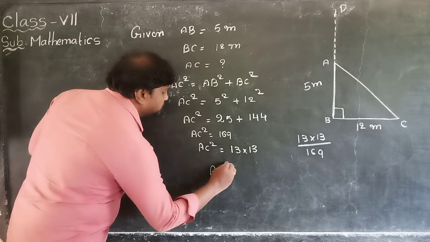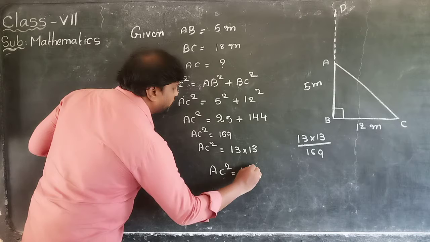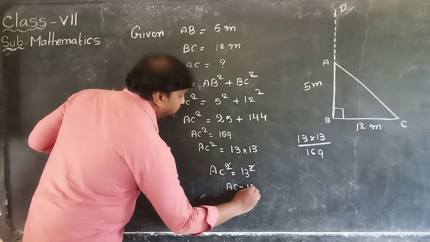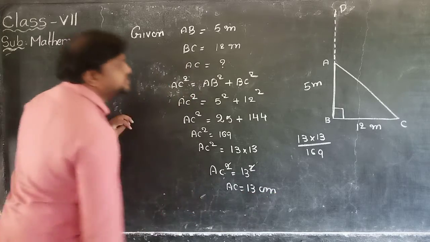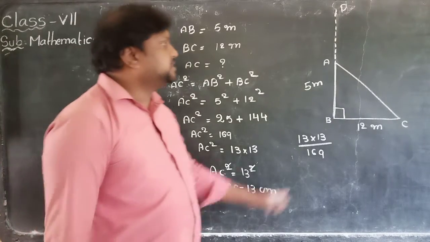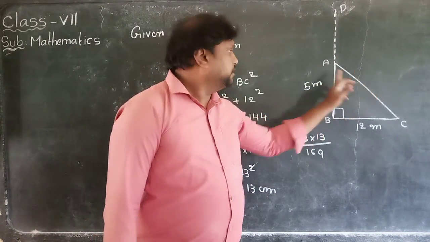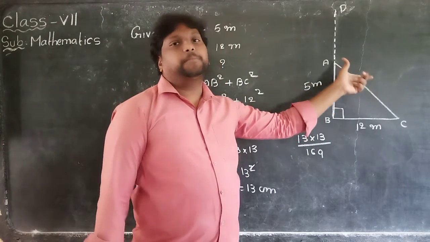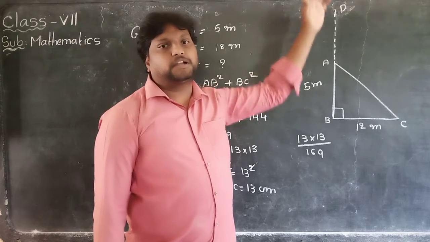Then AC square is equal to 13 square, and on both sides the squares cancel. Then AC is equal to 13 meters. AC is equal to 13 meters. This is only the hypotenuse of this picture. The hypotenuse is nothing but the remaining part of the tree, meaning the top part of the tree.